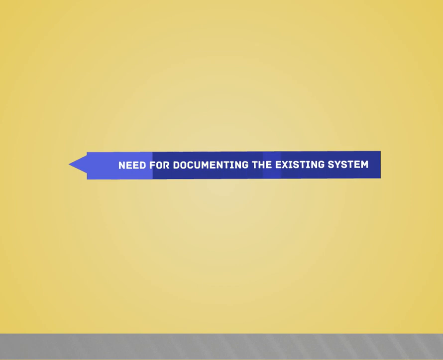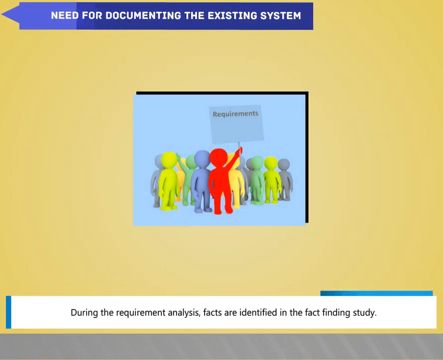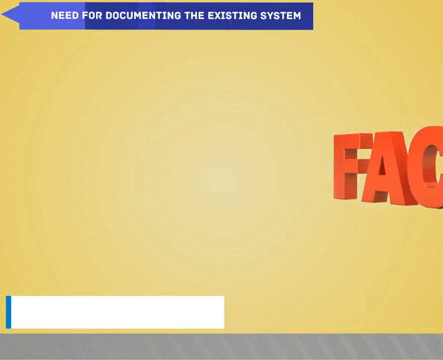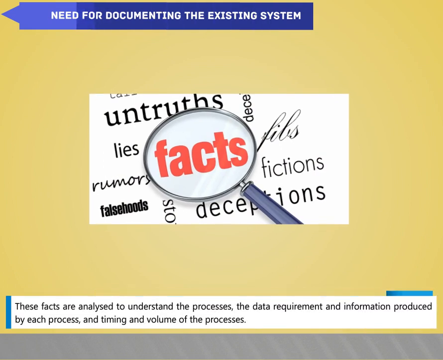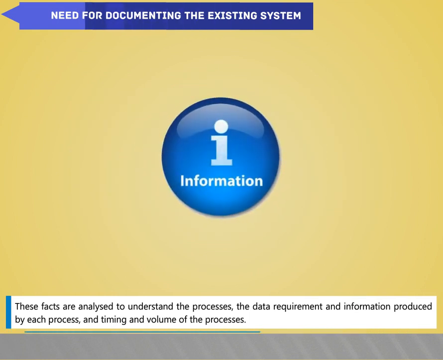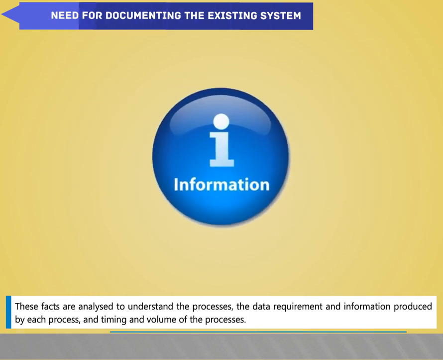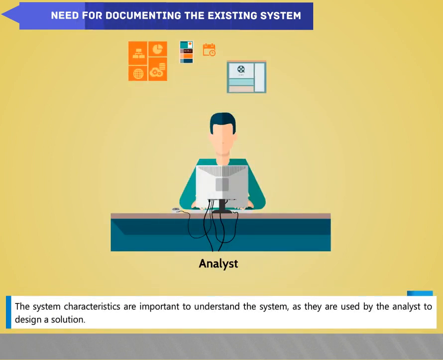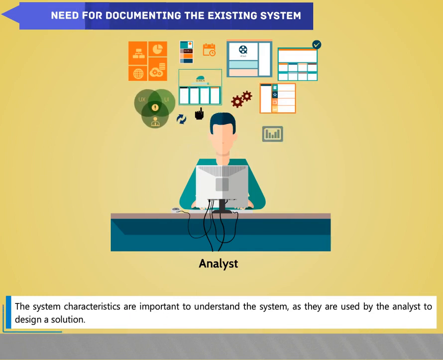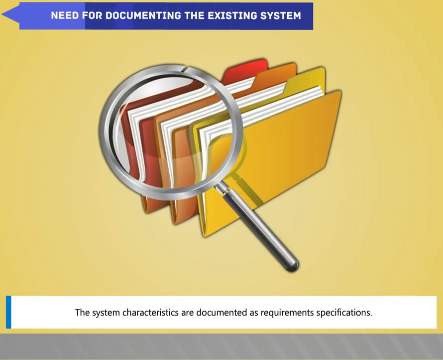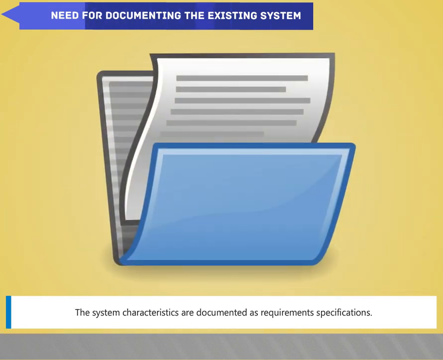Need for documenting the existing system. During the requirement analysis, facts are identified in the fact-finding study. These facts are analyzed to understand the processes, the data requirement and information produced by each process, and timing and volume of the processes. The system characteristics are important to understand the system, as they are used by the analyst to design a solution. The system characteristics are documented as requirement specifications.